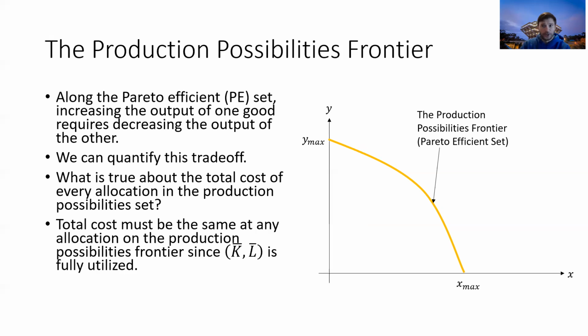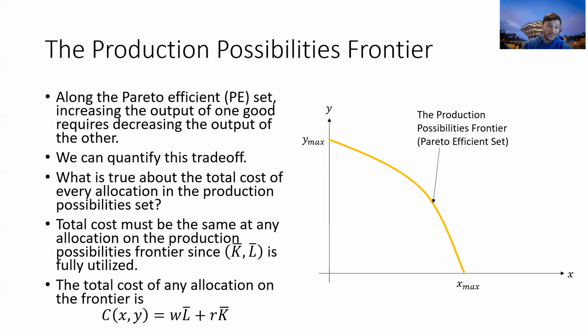So I'm going to argue that at any allocation along the frontier, regardless of how much X and Y we're producing, the cost of producing a particular combination of X and Y is actually constant. We can cut back on X, produce more Y. We give up some cost of producing X, but we add on some cost of producing Y, and those things will offset each other because we're still using the same total amount of input.